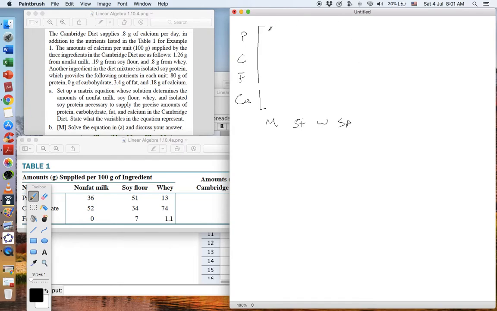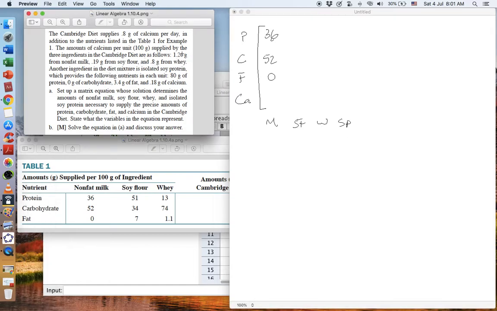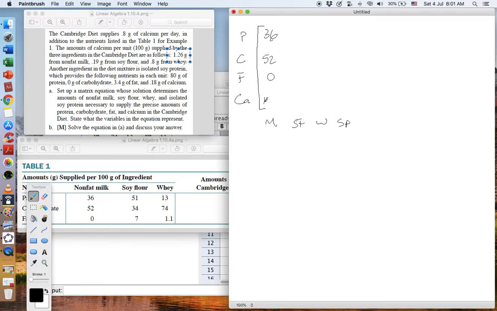Here, we're just going to fill in these values. 36, this is coming directly from the table. 36, 52, 0, and then remember, calcium from non-fat milk is right here, 1.26 grams. That's the additional new value from our question here, 1.26. And then continue filling in values from that table, 51, 34, 7.